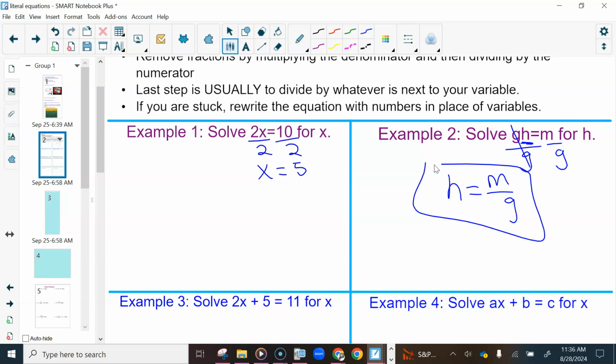I have no idea what any of that means, but I know that if I had numbers to put in, I could figure out what h is by dividing m and g by those numbers. Once we get the hang of it, it may make a little bit more sense. It still may not. Literal equations is confusing regardless. What questions do we have right now, though?